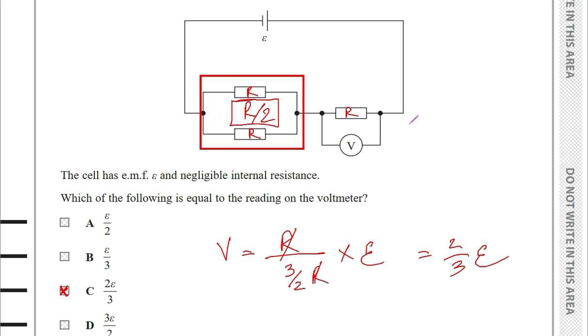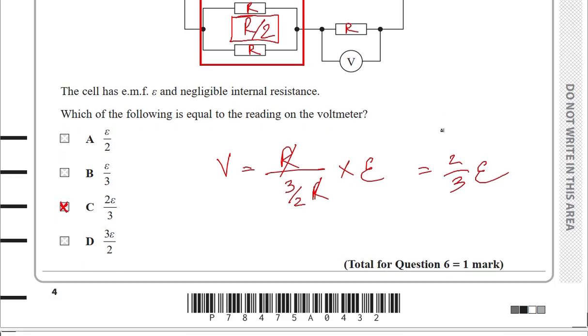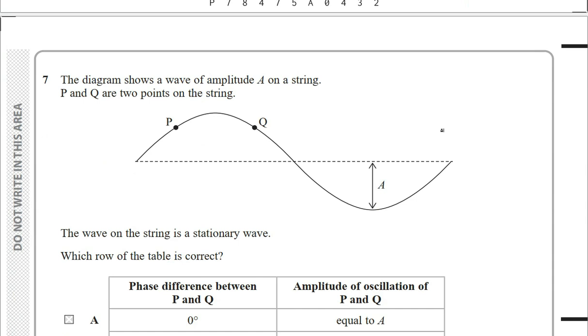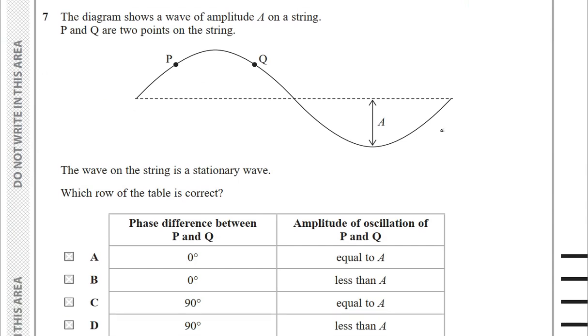Let's move on to the next question. 7 says, the diagram shows a wave of amplitude A on a string. P and Q are 2 points on the string. The wave on the string is a stationary wave. Very important point to address is it's a stationary wave.